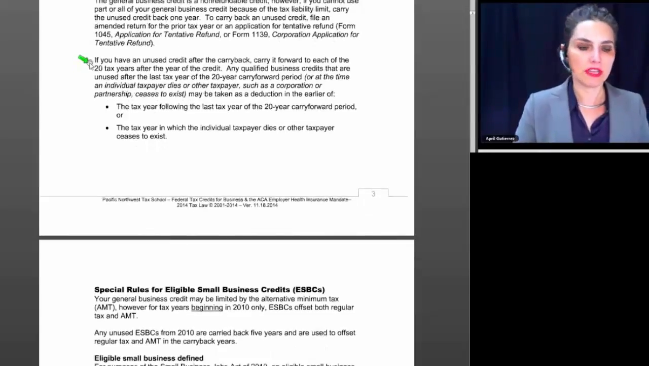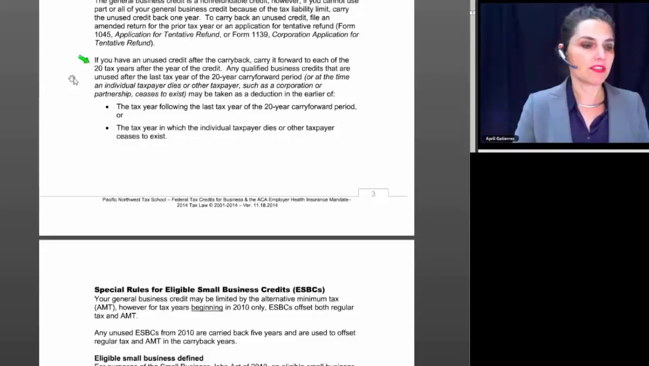The general business credit is a non-refundable credit. However, if you cannot use part or all of your general business credit because of your tax liability limit for the year, carry the unused credit back 1 year. And then to carry back the unused credit, file an amended return for that prior year, or an application for a tentative refund. And you use Form 1045 or 1139 corporate application for tentative refund, or if you're an individual, you would file Form 1040X. If you have an unused credit after the carryback, carry it forward to each of the 20 years after the year of the credit.